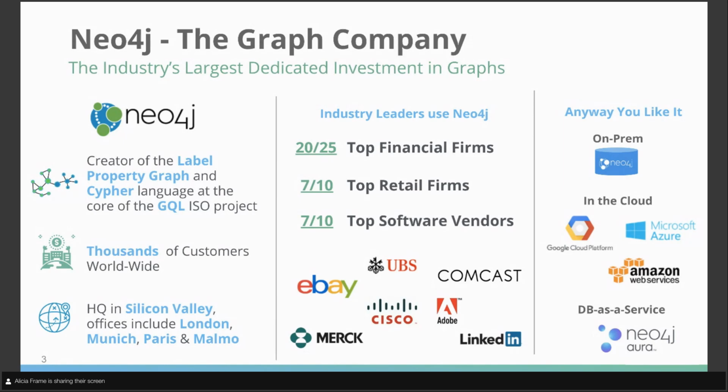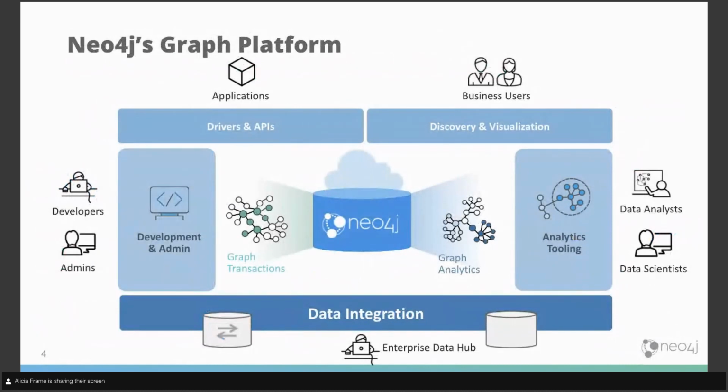Neo4j is available as an on-prem database. We're available via different cloud vendors, as well as our database as a service, which is Aura. And when we talk about Neo4j, it's really a graph platform. At the heart of the platform is Neo4j, the graph database, supporting graph transactions, as well as graph analytics. What I'm going to be talking about today is mostly the graph analytics and graph data science side of this platform.